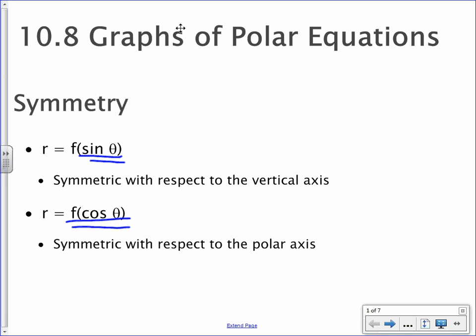horizontal axis. Okay? We're not going to call them the x and y axis in polar coordinates because we don't have x and y in polar coordinates. So we can say vertical and horizontal. Horizontal is the polar axis. So no matter what type of function you have, if you see a cosine, you know you're going to have symmetry along the horizontal axis, sine along the vertical axis.